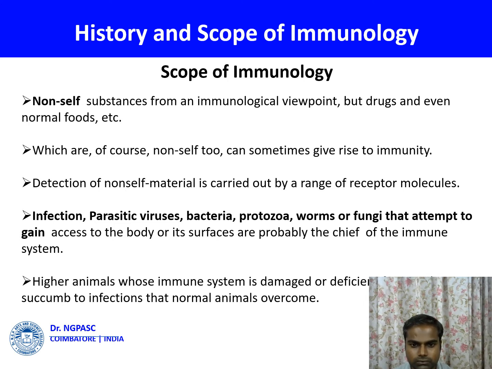Next, non-self substances from the immunological viewpoint, such as drugs and even normal food, which are of course non-self too, can sometimes give rise to immunity. Detection of non-self material is carried out by a range of receptor molecules. Infections by parasites, viruses, bacteria, protozoa, worms or fungi that attempt to gain access to the body or its surfaces are probably the chief concern of the immune system. Higher animals whose immune system is damaged or defective succumb to infections that normal animals overcome.